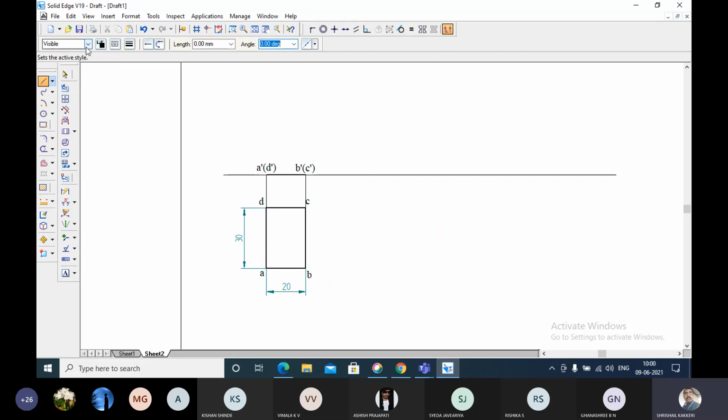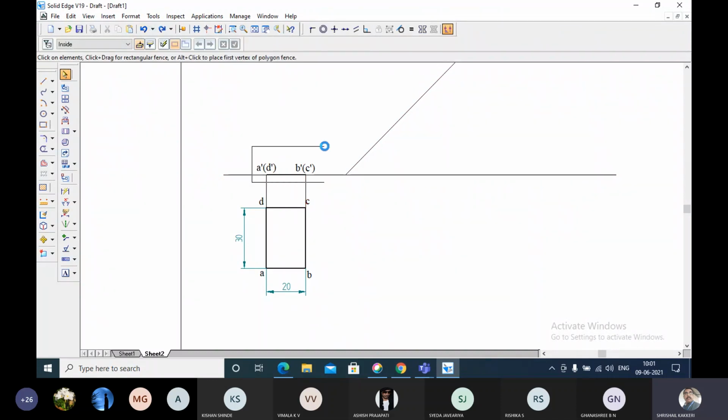So let me take one line at an angle of 45 degrees. Okay, let me take from here. Okay, 45 degrees I am going to take. Okay, type 45 degrees. I have taken some distance, and some distance I have taken, and I am going to draw this.